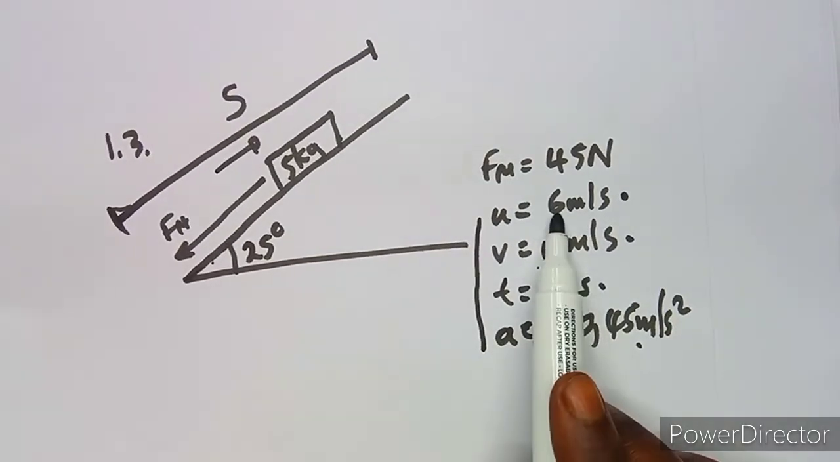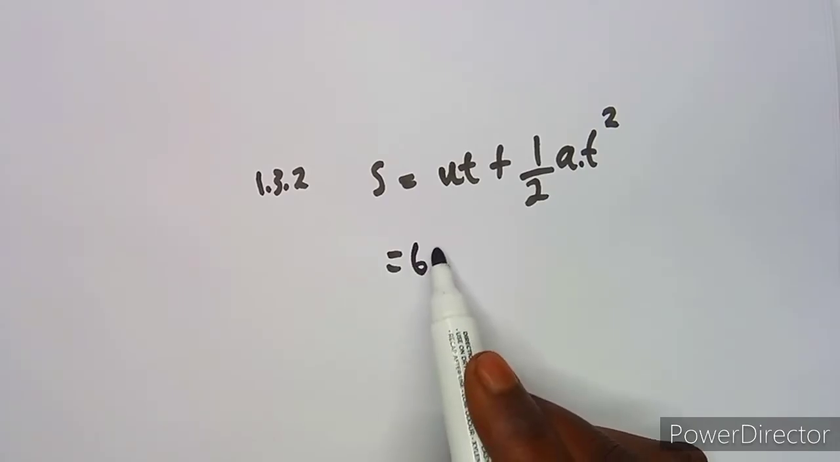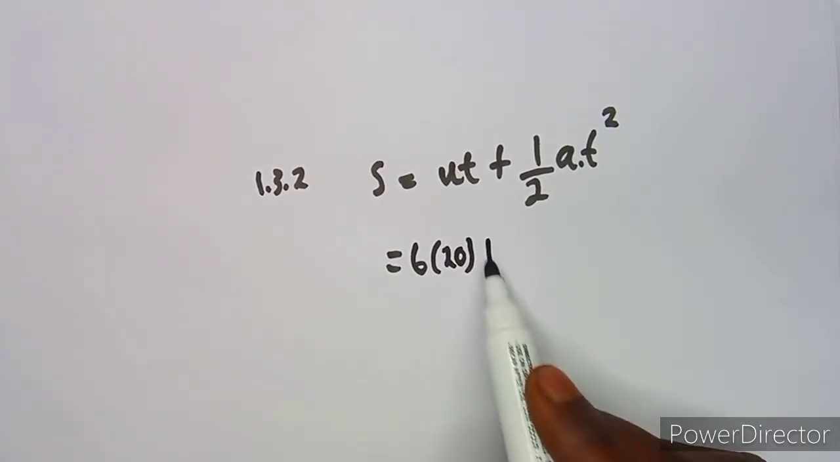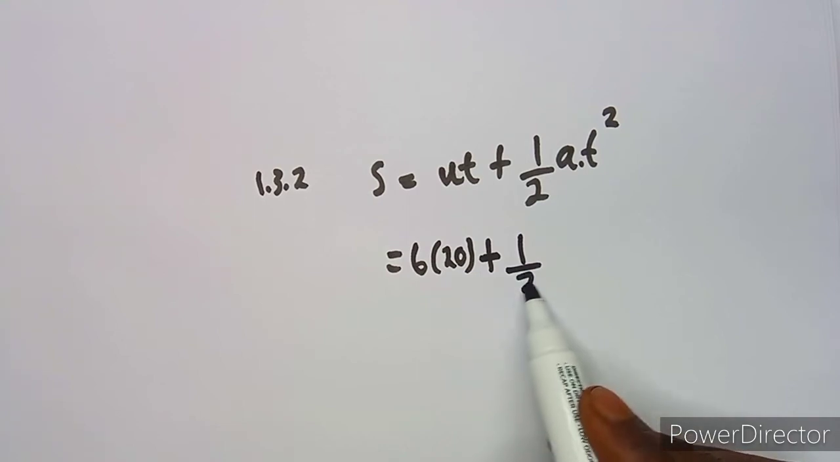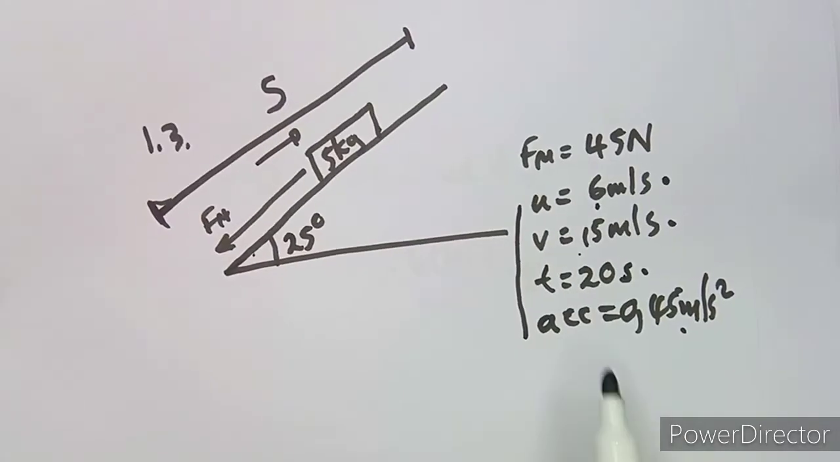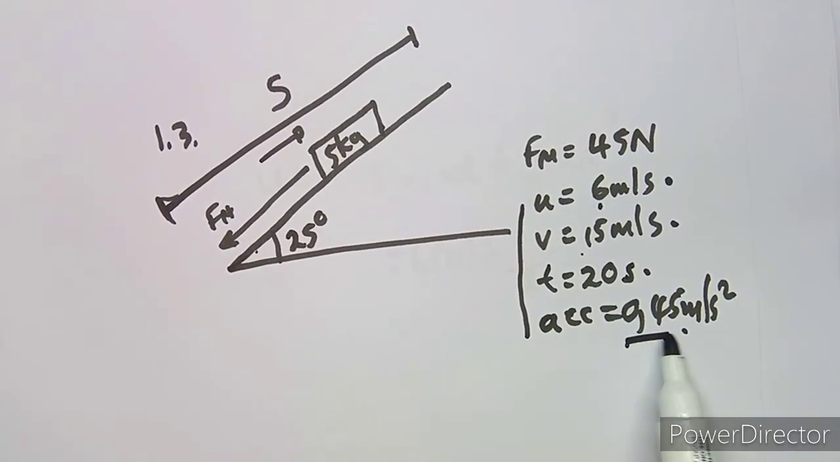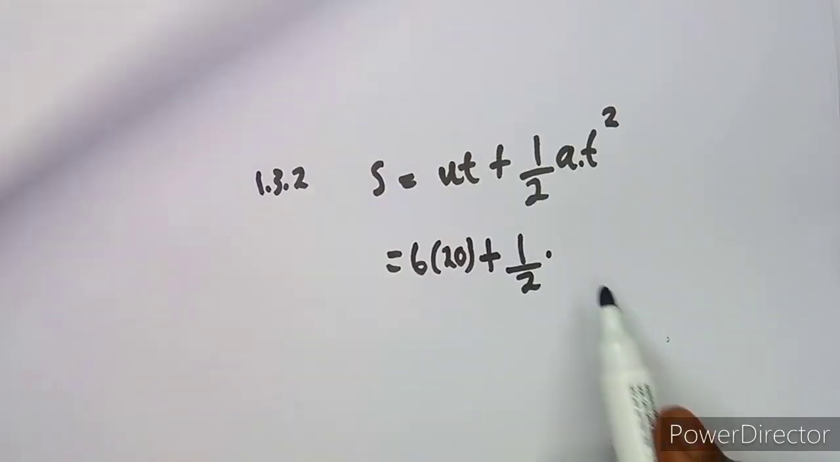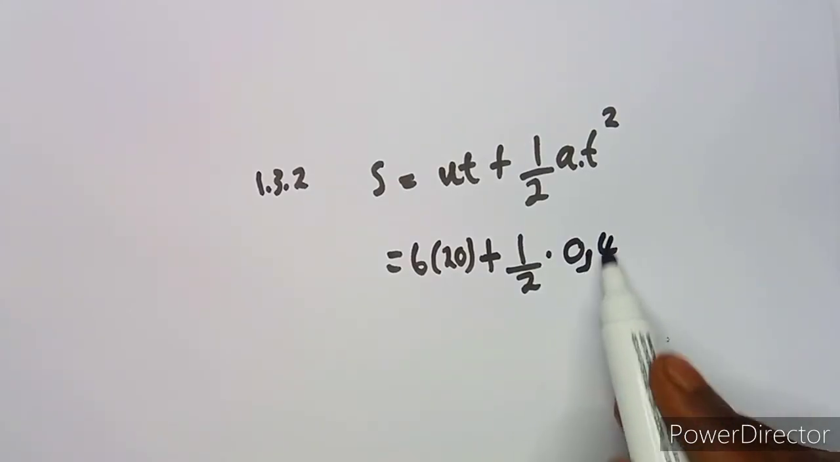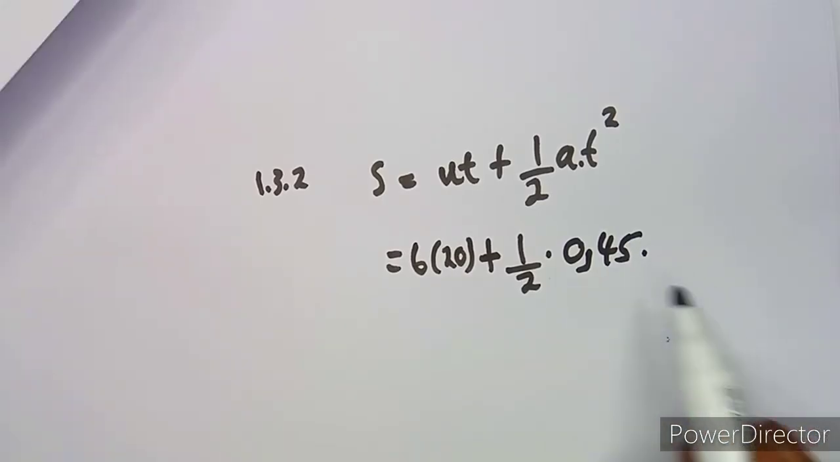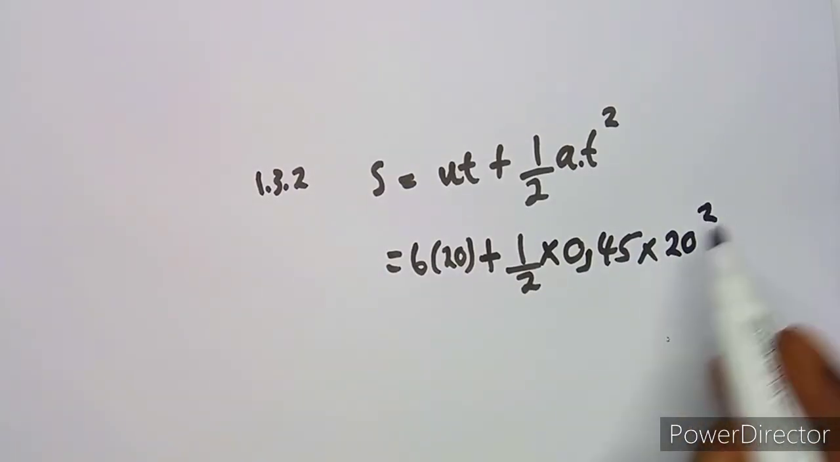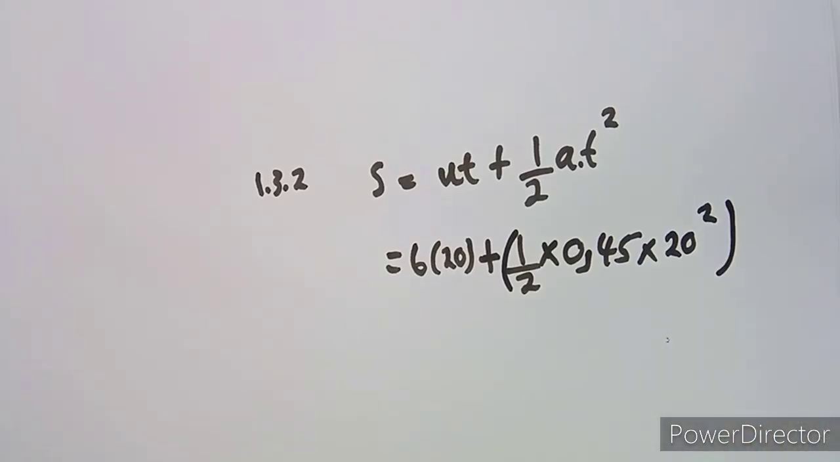That's u, which is 6, times t, which is 20. So you've got 6 times 20 plus half at squared. Our a in this case is 0.45, so you put 0.45 times t squared. You can just use multiplication so that you don't confuse yourself here. t squared, which is 20 squared. All right, so that's it, guys. This is one thing here. So you're going to simplify.